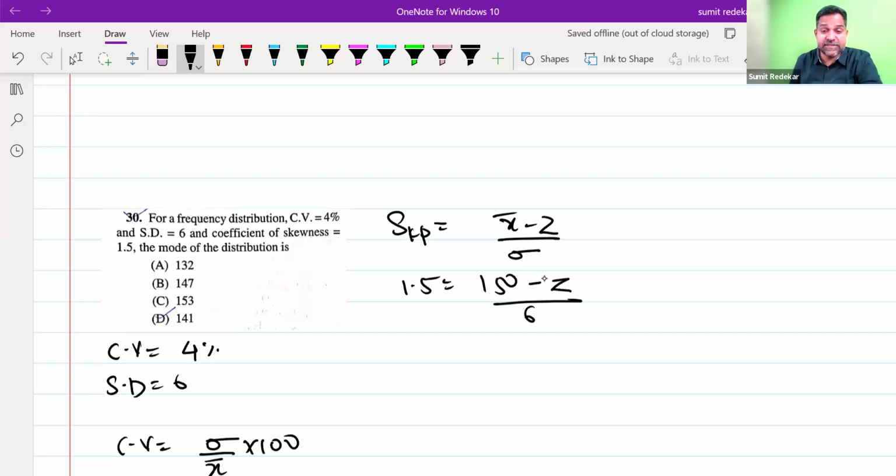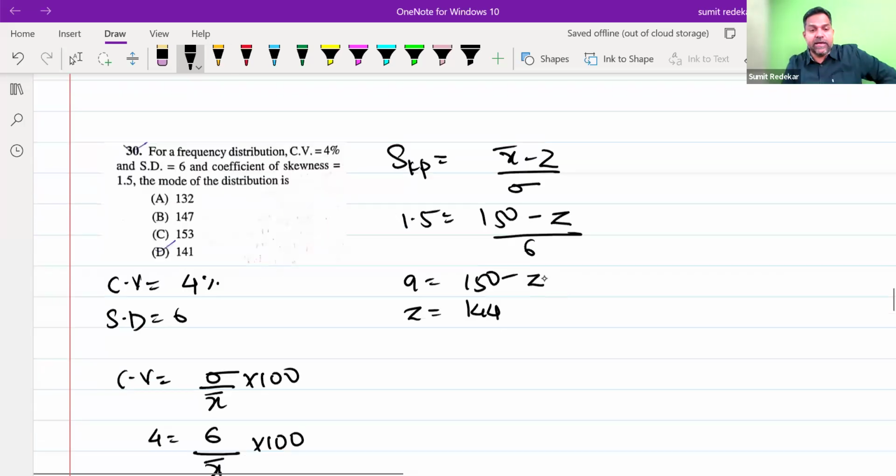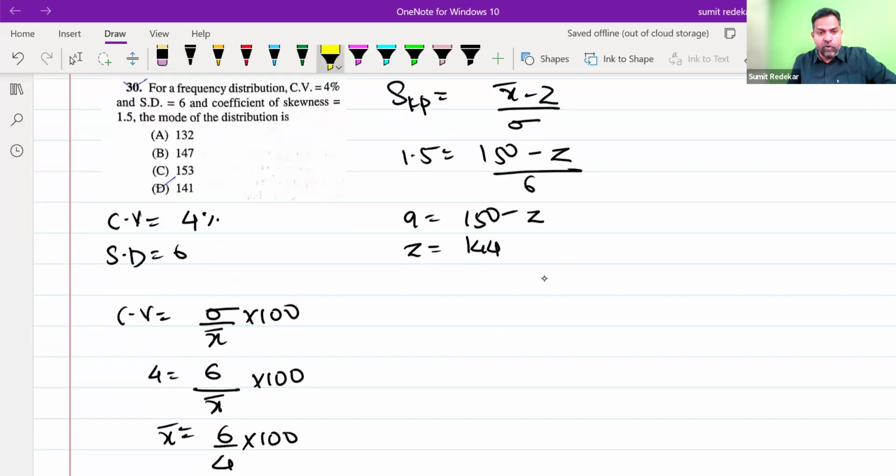In the next step, 6 into 1.5 will become 9, which is equal to 150 minus z. Z is equal to 150 minus 9, which is 141. The answer to 30 is 141. This kid has gotten it correct mostly.